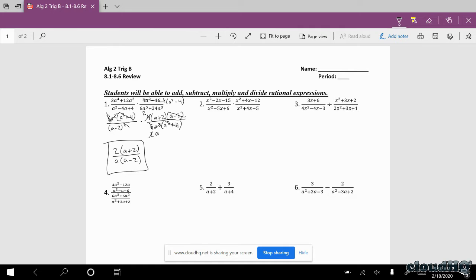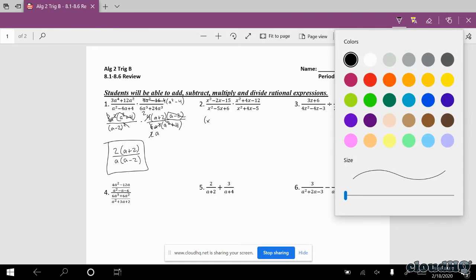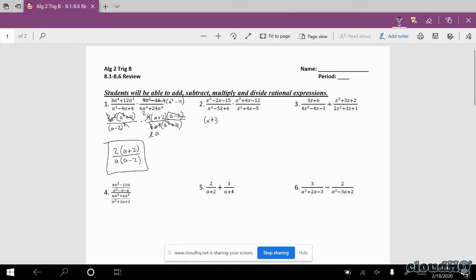Number 2, same thing. X, oops. So it can be an x plus 3 and x minus 5. The denominator, x minus 2 and x minus 3. Second fraction, x plus 6, x minus 2. And then we have x plus 5 and x minus 1.